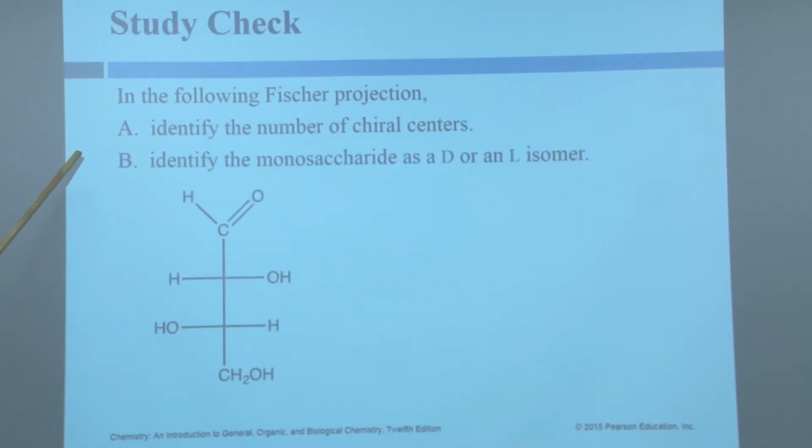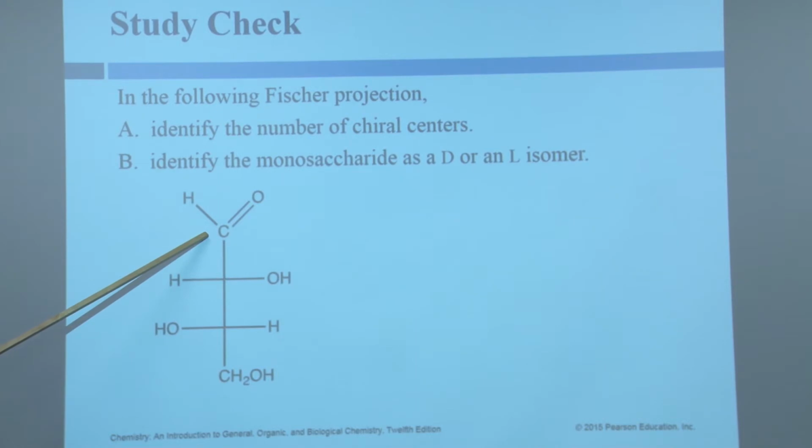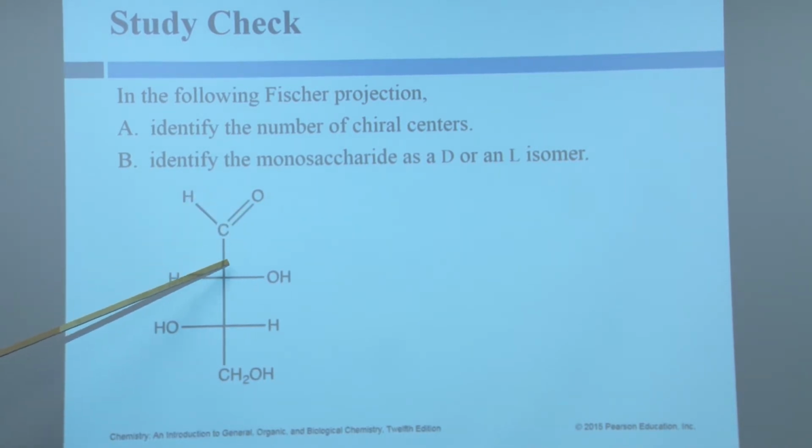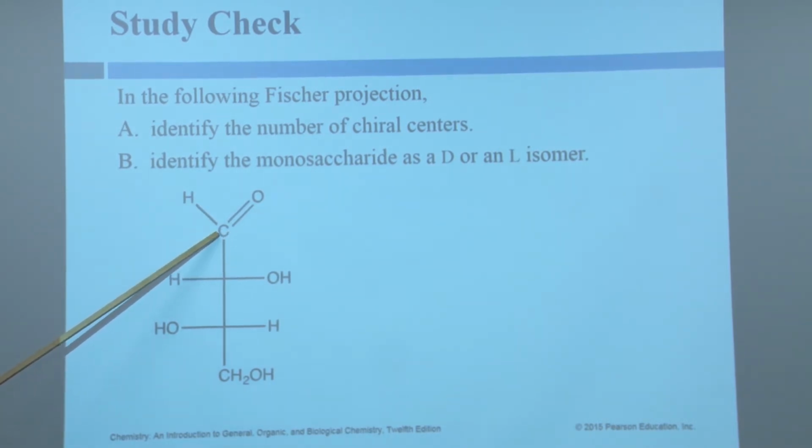Now, in the following, identify the number of chiral centers and identify the monosaccharide as a D or an L. How many chiral atoms are present? This is a carbonyl group. This carbon does not have 4 different groups attached to it. It has 1, 2, 3. So we cannot determine chiral or achiral with this carbon. It does not have 4 groups.